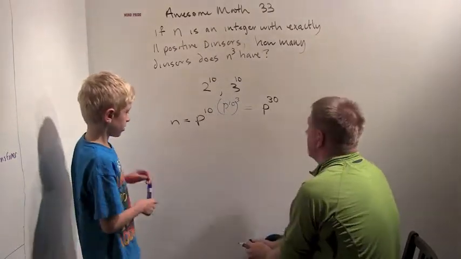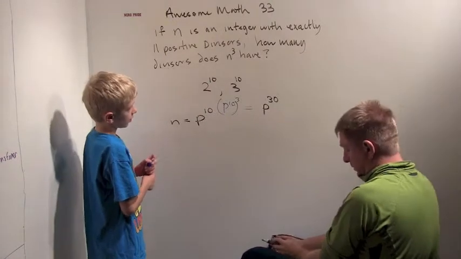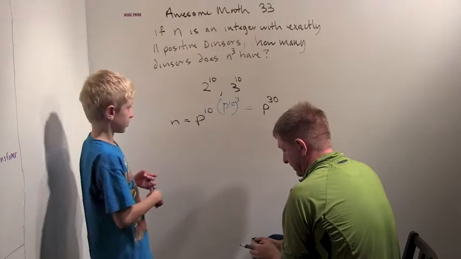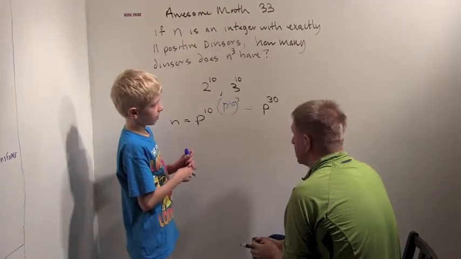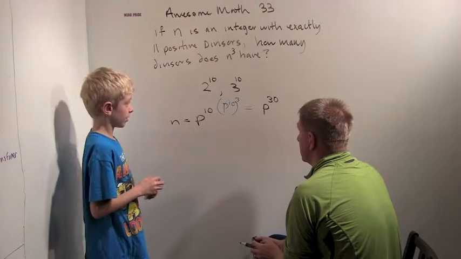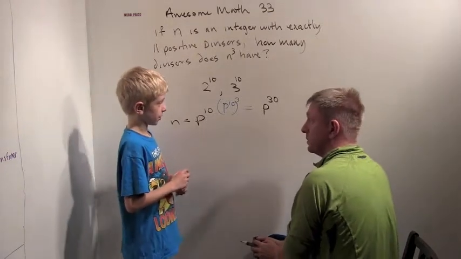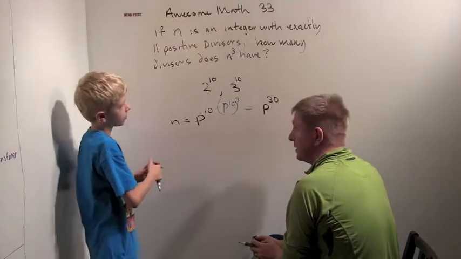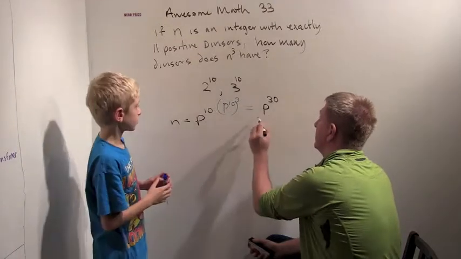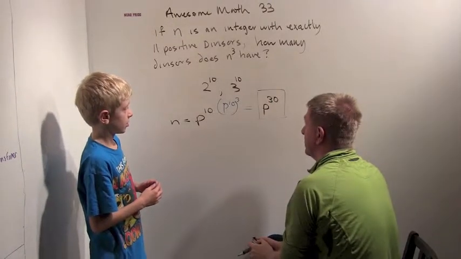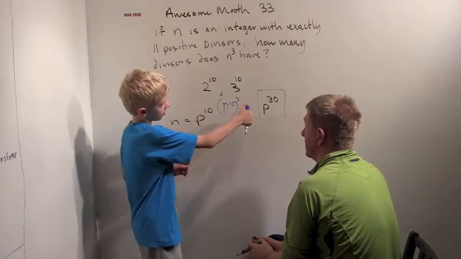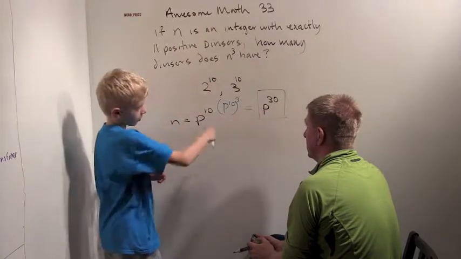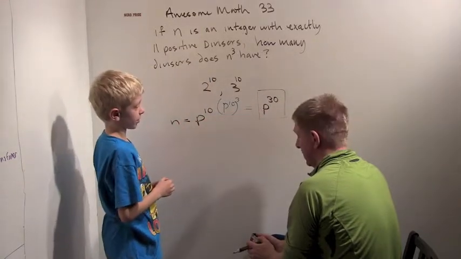So prime to the 30th, and then to figure out the divisors, we'd have to factor a prime. In order to figure out the divisors, but this is a prime, so it only has itself and 1. Yeah. So how many divisors does p to the 30th have, where p is a prime? Well, then we have to multiply itself and 1 by 30 because we're going to the 30th. Yeah, yeah.